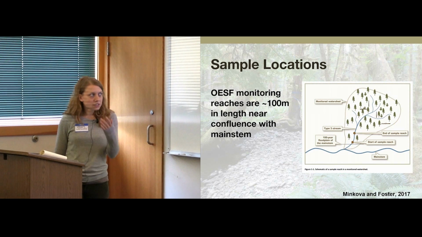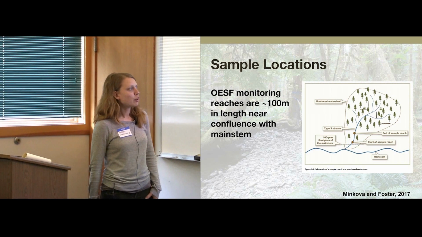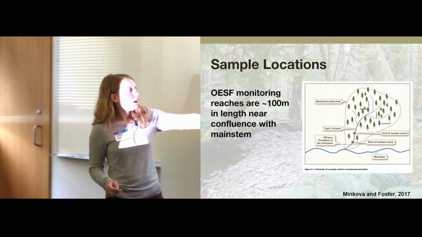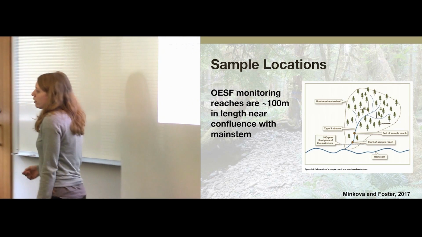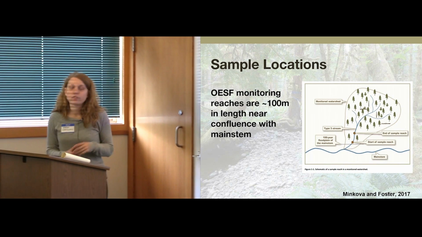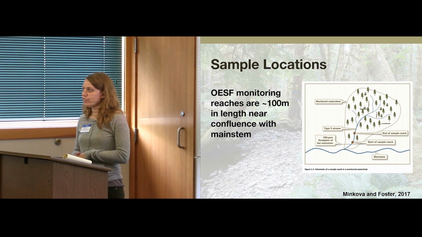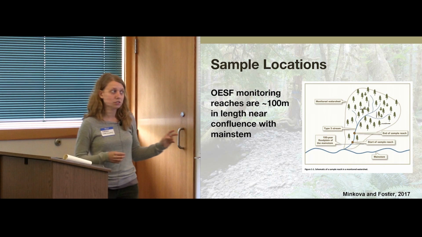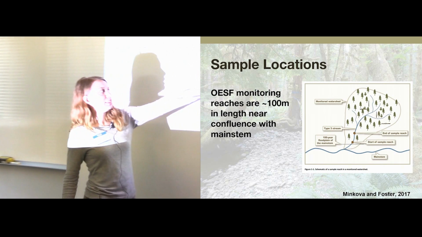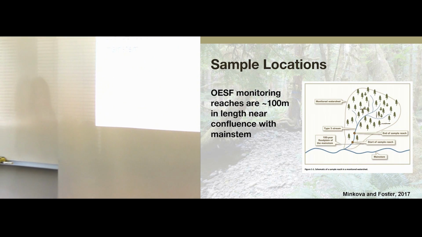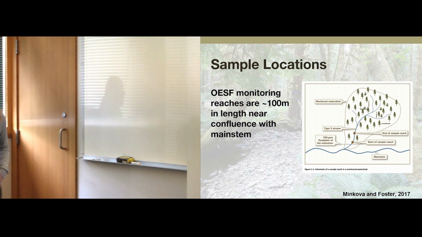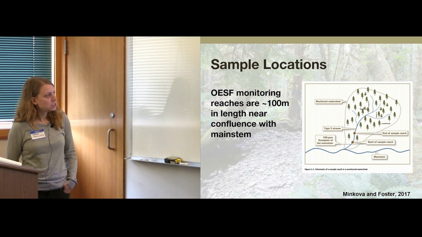And so the locations, again, similar to what Warren was talking about, within the basin are near the mouth of the stream. There's roughly 100 meters long, outside of the influence of the main stem. So the main stem isn't adding any carbon back into the stream reach.